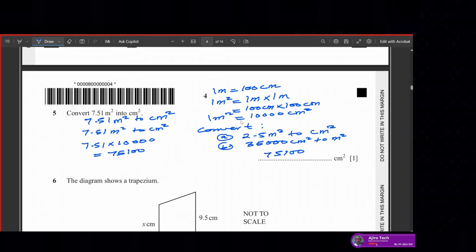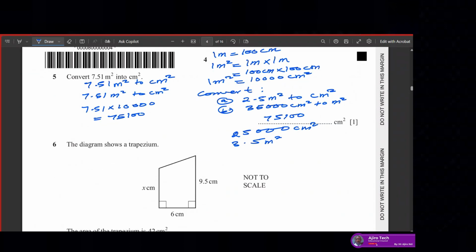So the first one, A, is 25,000, very correct. The second one is 3.5. Very good, very well done. So understood, right? Yes. So let's look at the next question. This should be okay, but there are other conversions. Maybe as time goes on, we are going to look at them.